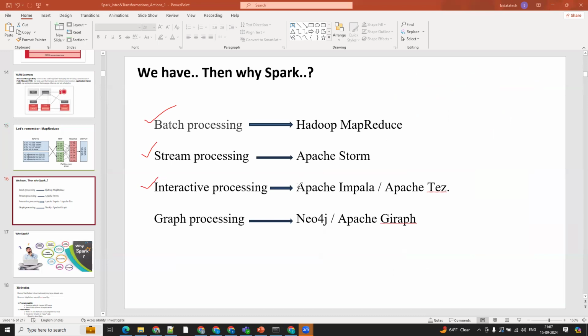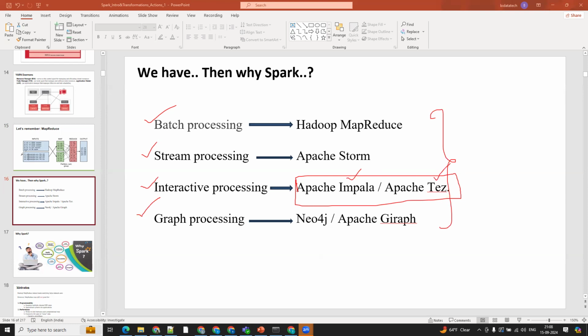So why I'm trying to introduce all these words is that sometimes once you get into real time, you will hear these kinds of words. Nowadays, no one is using Impala and Tez. It was a 5 or 6 years back story. But it used to be there. So for interactive processing, we used to have Impala and Tez. And for graph processing, Neo4j and Apache Giraph were there. Okay. All these things were there and they used to satisfy the industry requirements at that time.